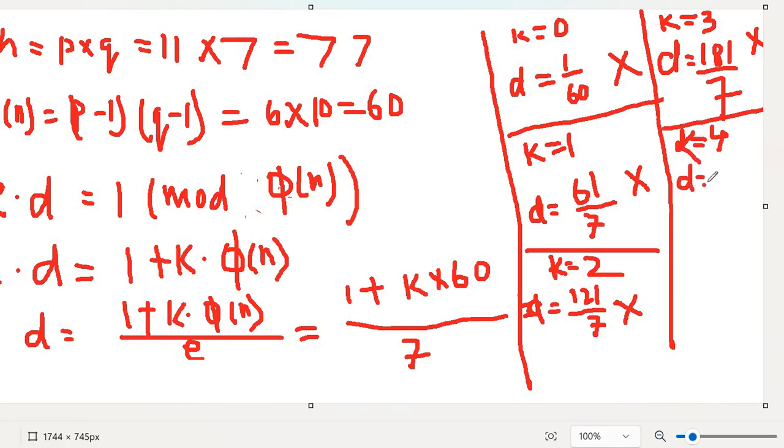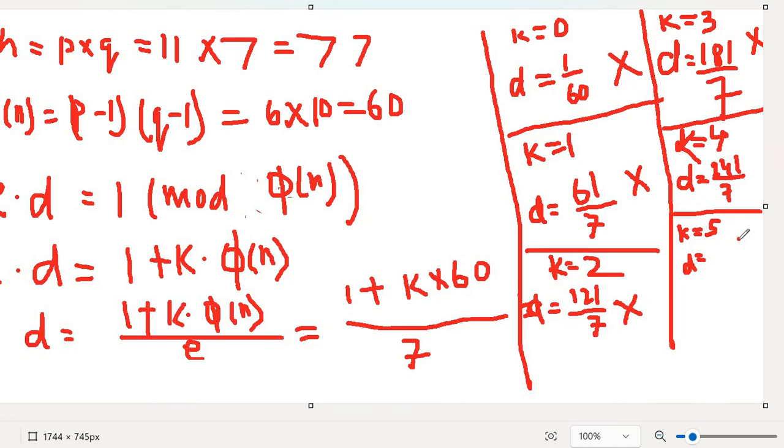K is equal to 4 we are going to do. So D will be 241 by 7. Okay, so please bear with this slow writing, because with board and marker it's easy for me, but okay. So then for k is equal to 5, now we will calculate. D is what?